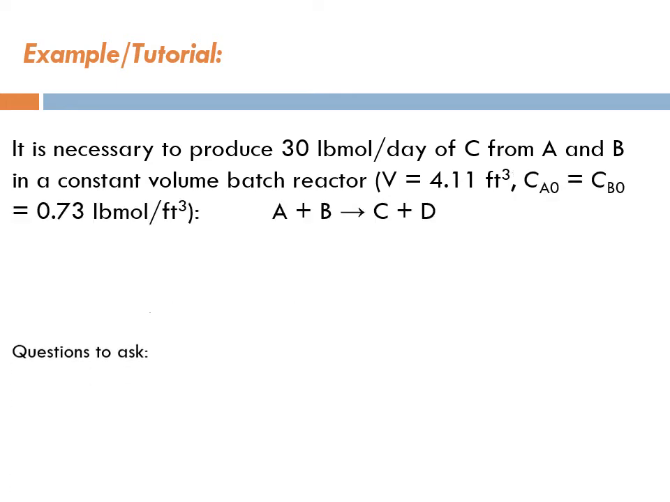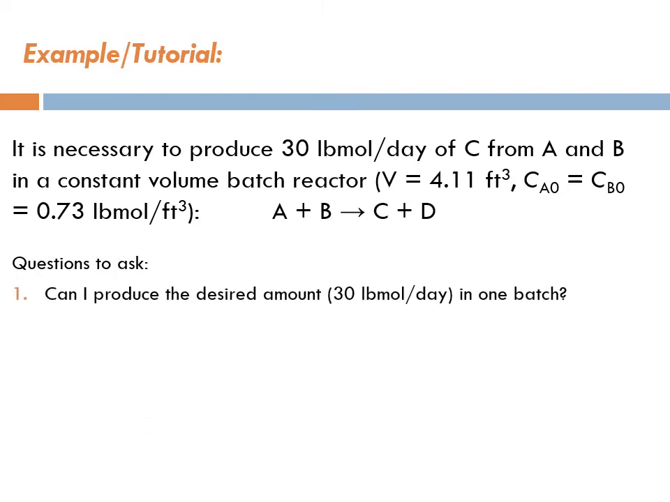In order to answer this question, let's ask ourselves a few questions. First, can I produce the desired amount, which is 30 pound-mole per day, in one batch? And of course, this huge number cannot be produced in one batch. How do you know? Well, look at the maximum number of moles that you can produce per batch. So in one batch, you have C_A0 and V. So if you achieve 100% conversion, then how many moles of C will you get?